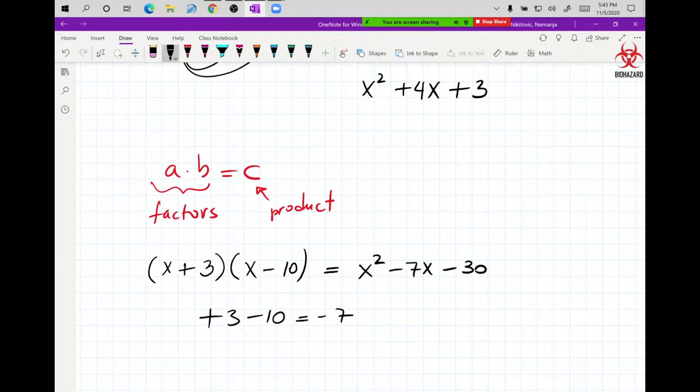So this is actually also going to up your game for multiplication of these polynomials, because you will now be able to multiply faster, knowing that simply adding these two numbers at the end provides you with the middle value here of negative 7.